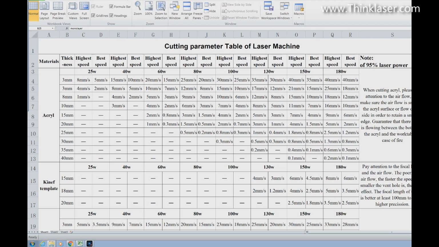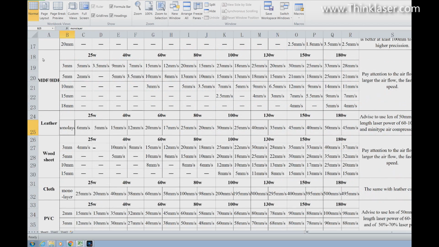I've got no clue what that means. Now when it comes to MDF and HDF, with my 60 watt tube, they tell me I can run at 15 or 12 millimeters a second. Now from personal experience, I would never want to run at slower than the fastest speed that I can possibly get out of the machine.